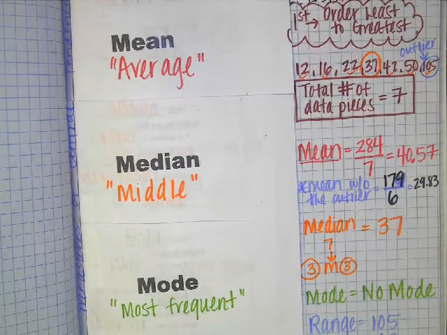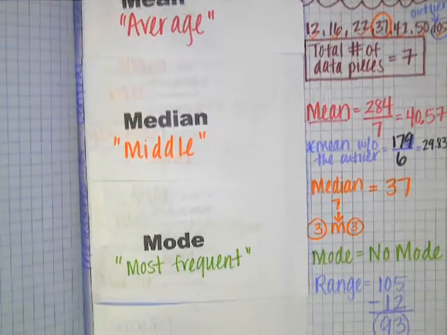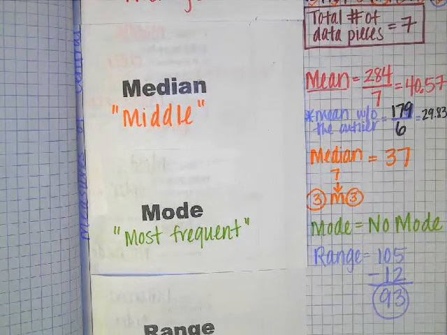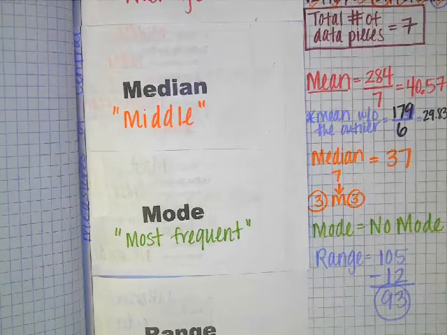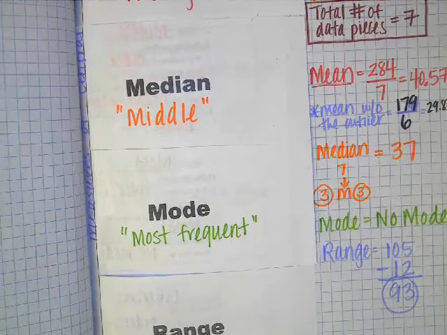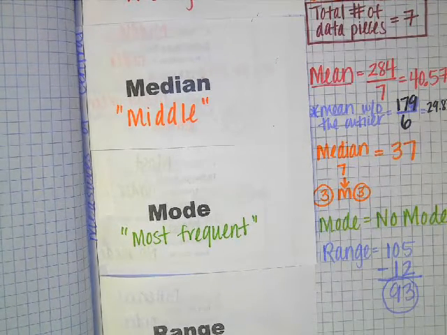We have now found the mean, median, mode, and range for this set of data. Remember, if I write it down in my notebook, you should write it down in your notebook. Great job. Let's try some problems on your own.